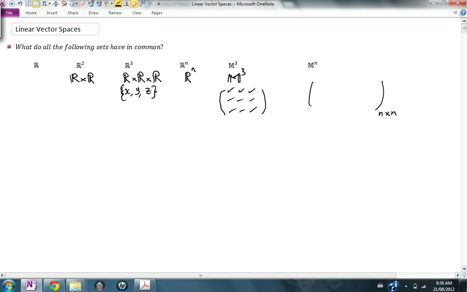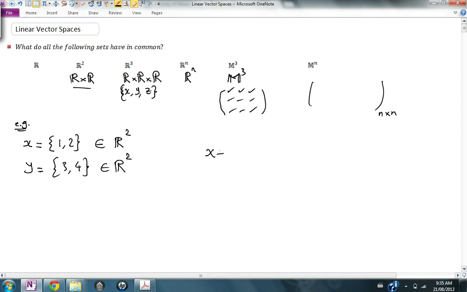The first thing is, let's look at R^2, which is R cross R. I represent the elements as the set of ordered pairs. So for example, x = (1, 2) is an element of R^2. y = (3, 4) is also an element of R^2. What happens when I add x plus y? I add 1 to 3 gives me 4, and 2 plus 4 gives me 6. This is an element of R^2, which means that R^2, similar to what we studied for R, is also closed under addition. This also applies for R^3, for R^n, and for M3.